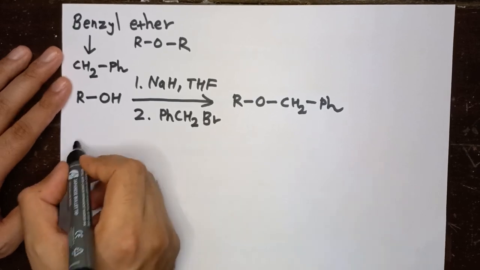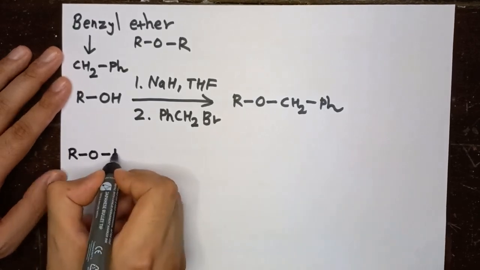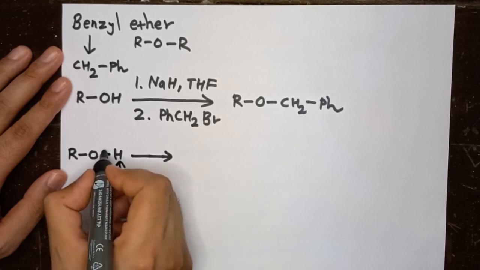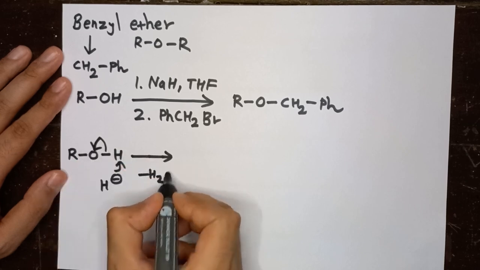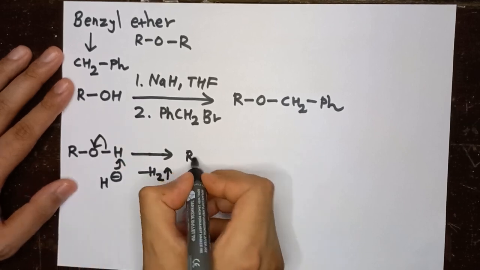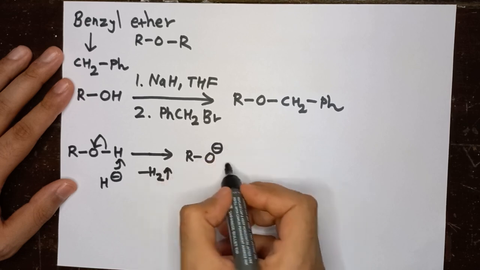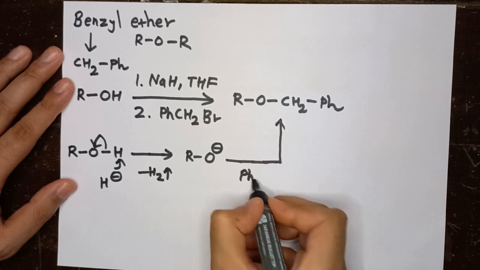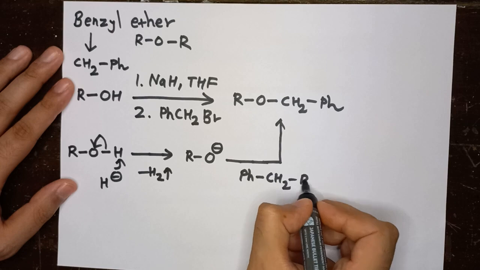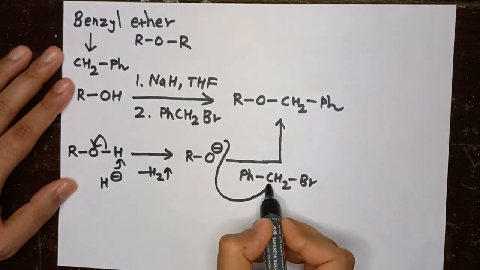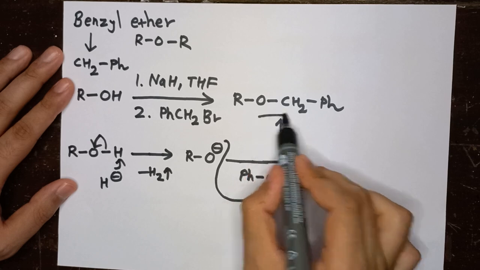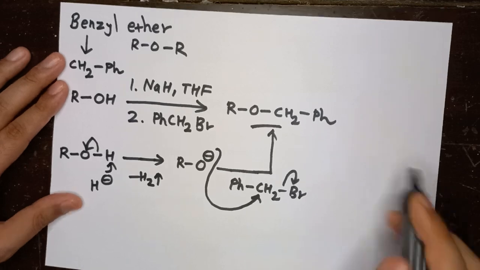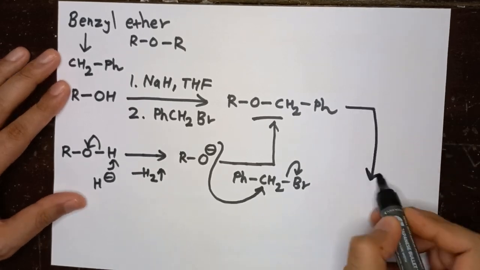Now what is the mechanism? So this is my alcohol. Sodium hydride is a very strong base, so H- will grab this proton, hydrogen gas is going to liberate, and you will generate an alkoxy anion. Now this will react with my benzyl bromide. This oxygen lone pair will attack this carbon, bromine is going to leave, and you will form the product. So this is the mechanism. Now what about the deprotection? Suppose I want to get back my alcohol group.